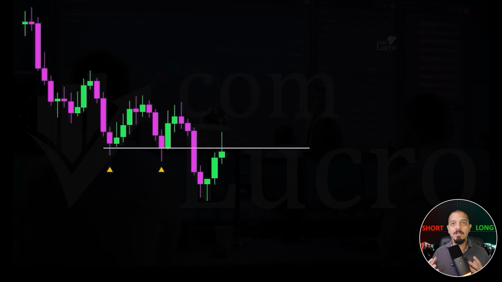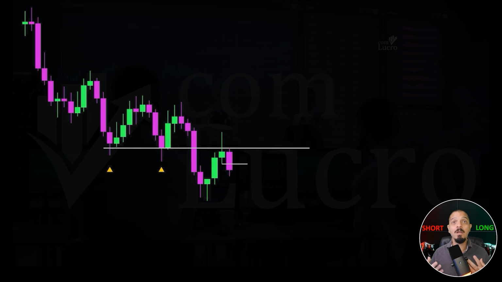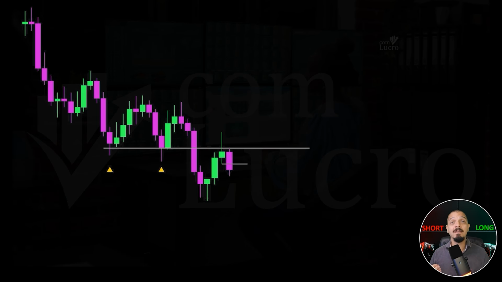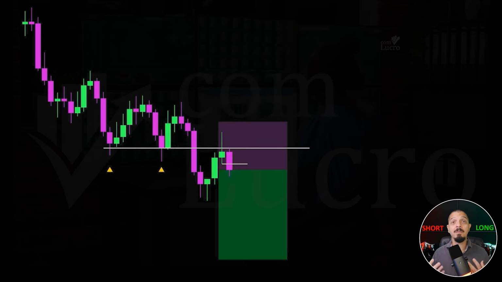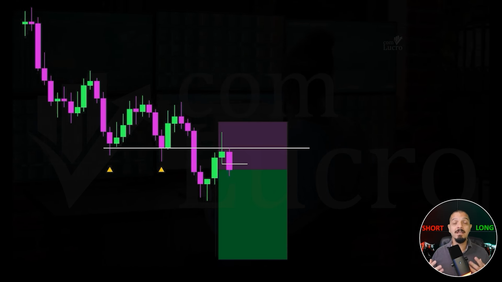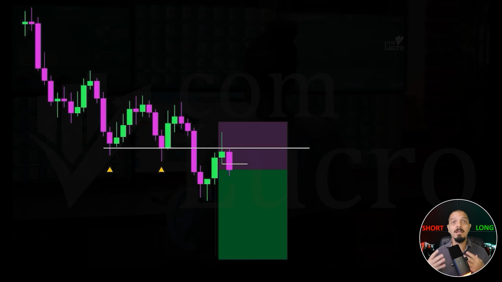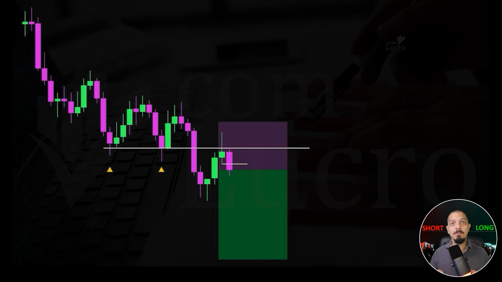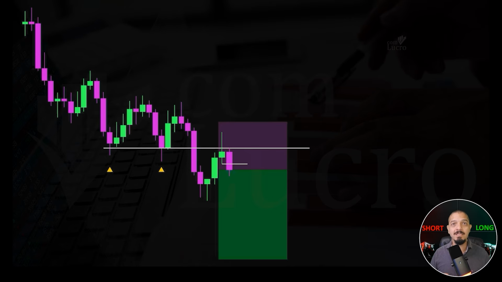For confirmation, wait for a candle to close below the previous candle's low. That's your signal that sellers remain in control and it's time to consider a short position. If that confirmation doesn't appear and price keeps rising, simply skip the trade and wait for the next setup.